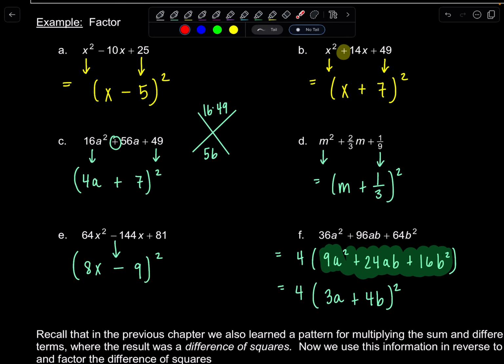And then just let me be super safe. Is 2ab, 24ab? 2 times 3a times 4b. Yes, 24ab. Perfect. How do you feel?